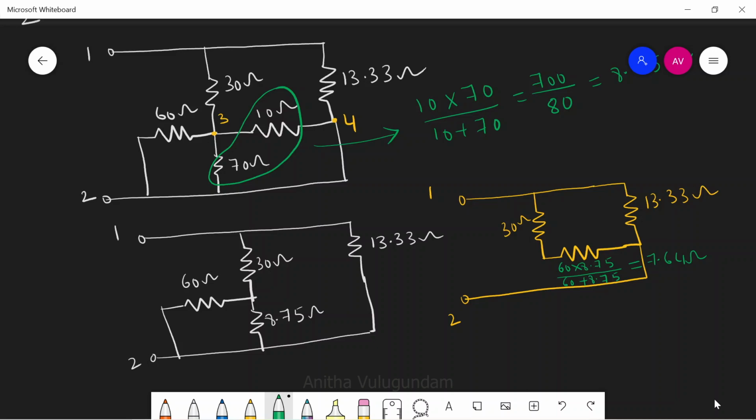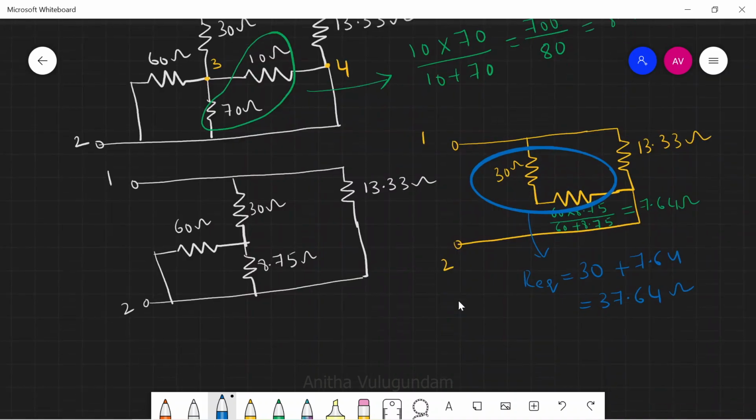Okay. From the circuit, we can identify 30 ohm and 7.64 ohm are in series. When two resistors are in series, equivalent resistance equals 30 plus 7.64, which is equal to 37.64 ohms. Let me draw the final circuit.